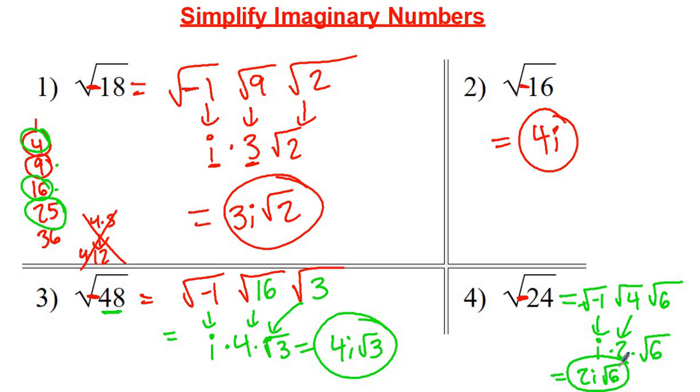So what we just did is we took radicals, or square roots, and simplified them by first pulling out the i, and secondly finding perfect squares, meaning numbers that are multiplied by themselves. So hopefully that made sense, and we'll see you in the next video.